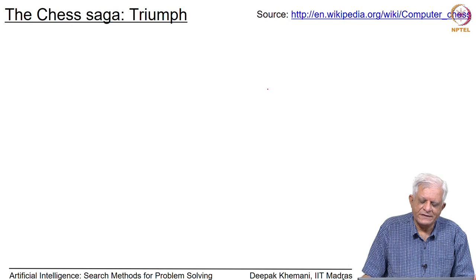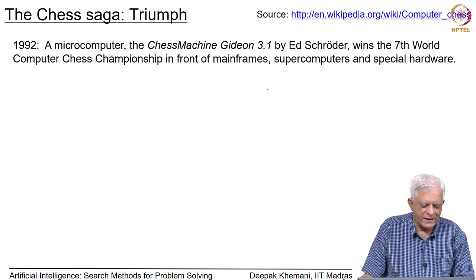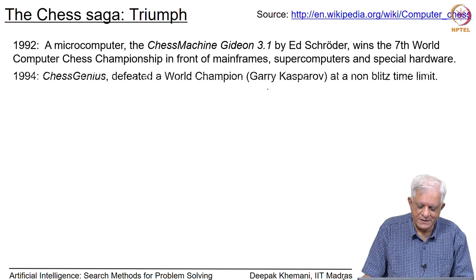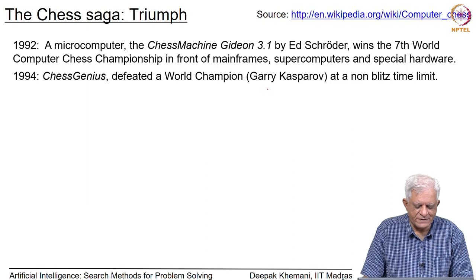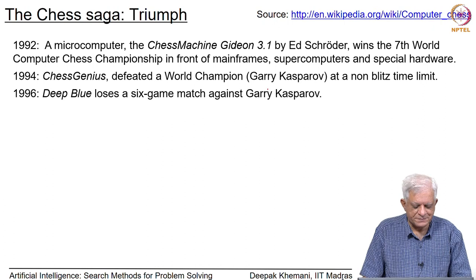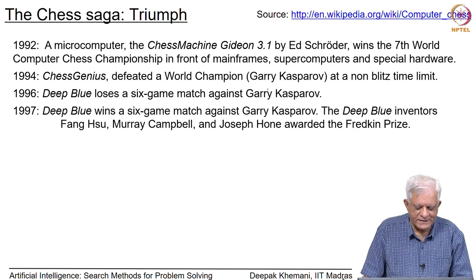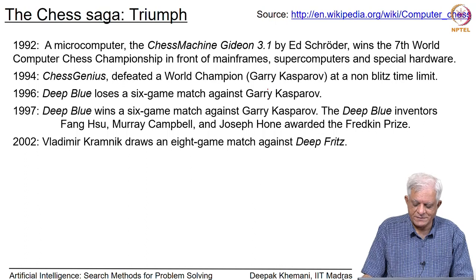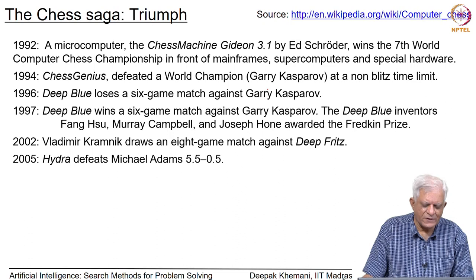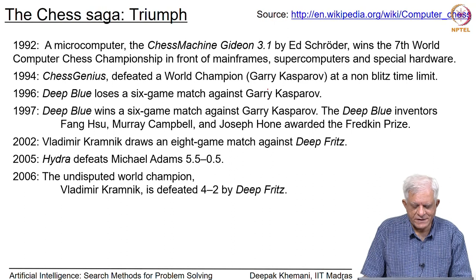And then the chess machines started becoming better than us. In 1992, a microcomputer chess machine won the 7th World Computer Chess Championships in front of mainframes and supercomputers. Chess Genius defeated world champion Garry Kasparov in a non-blitz time limit. Deep Blue from IBM lost a 6 game match to Kasparov in 1996, but in 1997 it beat Kasparov and its creators were awarded the Fredkin Prize. So, 1997 was the landmark year in which a reigning world champion, in that case Garry Kasparov, was beaten by a program in a full match.